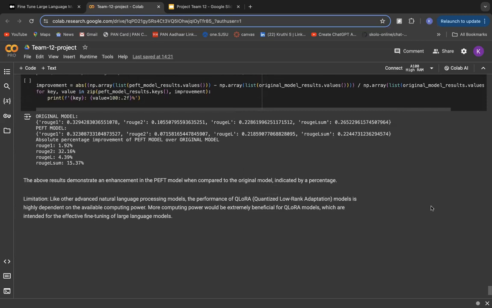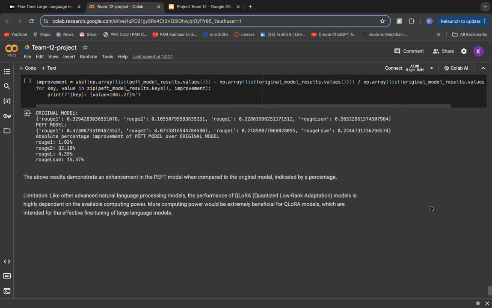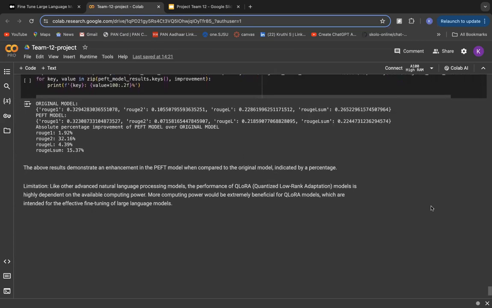We can see that we've printed the absolute percentage improvement of the PEFT model over the original model, showing the percentage improvement of each of the ROUGE scores. For ROUGE-1 it's 1.92, for ROUGE-2 it is 32.16, for ROUGE-L it is 4.39, and for Lsum it is 15.37.